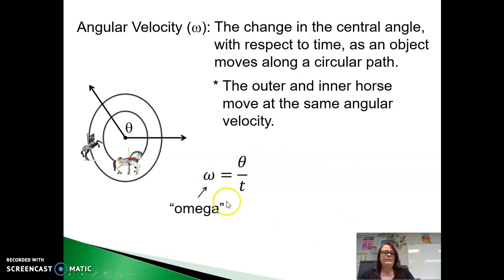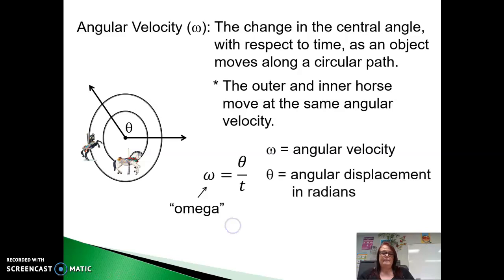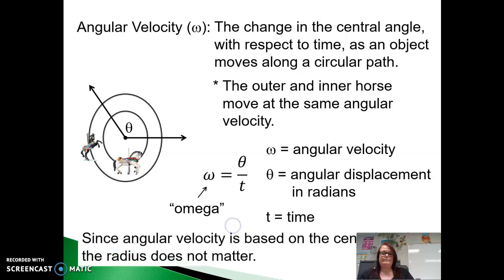The fancy looking W is omega in Greek. That represents our angular speed or our angular velocity. Theta is representing our angular displacement, and again, it has to be in radians, otherwise it doesn't work. And t is representing time. Since angular velocity is based on the central angle, the radius doesn't matter. It doesn't matter how far away from the center each horse is located.